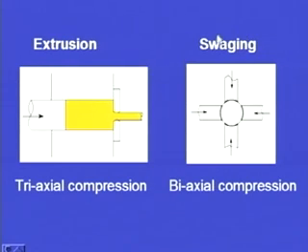Similarly, another metal forming process is swedging. In swedging, the stresses are biaxial compressive stresses. So, different states of stress are prevalent under different manufacturing operations that fall under the category of metal forming operations.